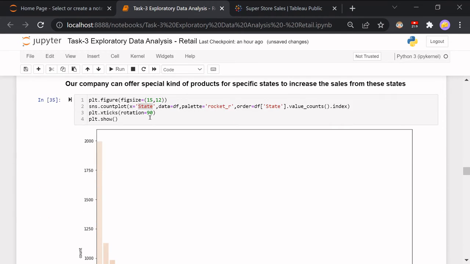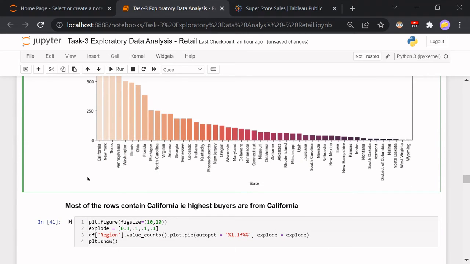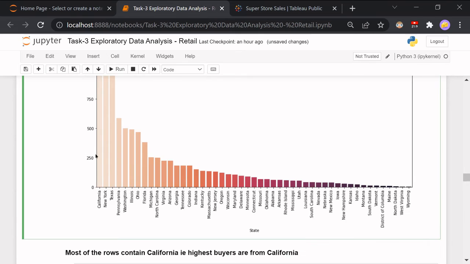Now what I am doing here is that I am making a count plot which is also telling us the number of buyers from the states.